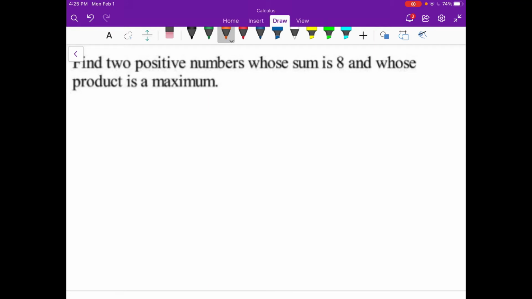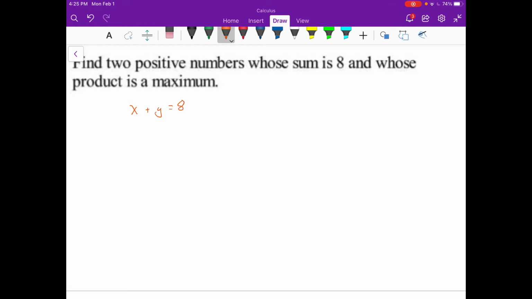Moving on, it says find two positive numbers whose sum is 8 and whose product is maximum. So two numbers whose sum is 8. Well, let's just call these x and y, so we know their sum is 8, so x plus y equals 8. And the product is maximum.